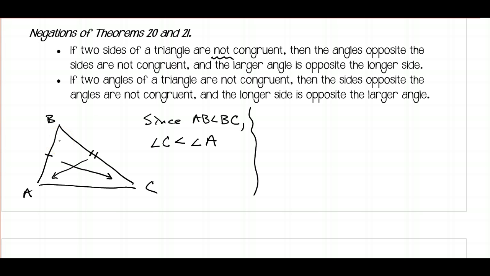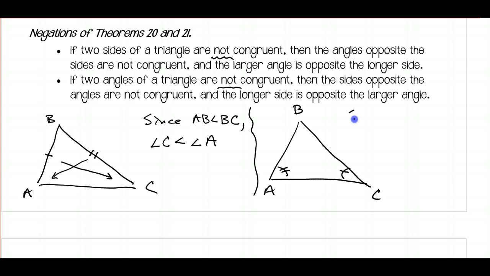All right, and then sort of the converse of this as well. If two angles of a triangle are not congruent, then the sides opposite the angles are also not congruent, and the longer side is opposite the larger angle. So again, same type of idea, except we're starting with the angles. I'm going to just mark that this angle is smaller than that angle. We'll show that with tick marks, the one tick mark smaller than the two tick mark. But again, we're just going by assumption.